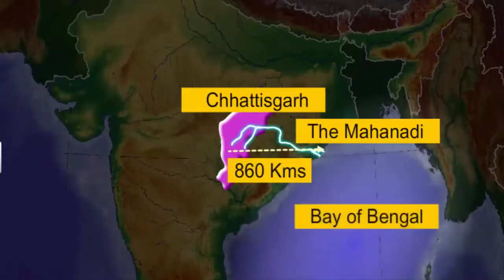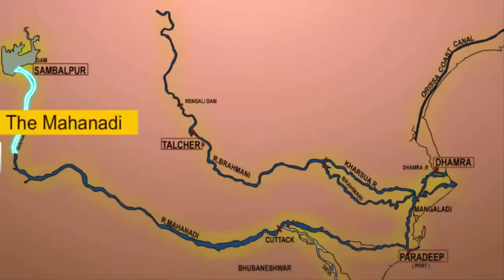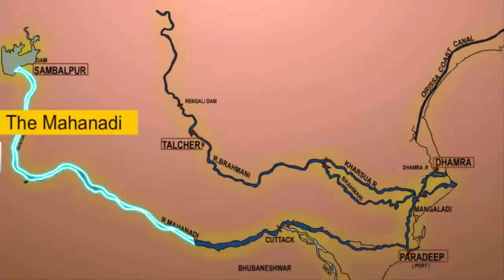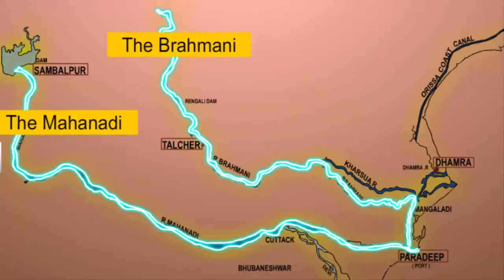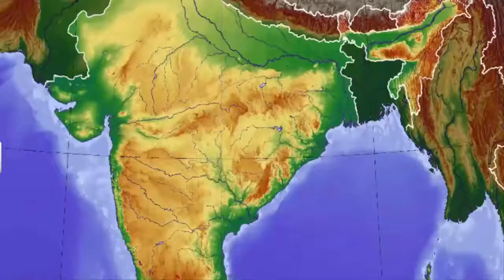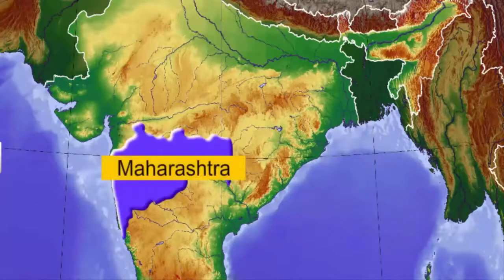The notable feature of the Mahanadi is that it runs parallel to the river Brahmani, and together they form one of the largest deltas in India at Paradeep. The biggest tributary of the Mahanadi is the Shivanath River. The drainage basin of the Mahanadi spans over parts of Maharashtra, Chhattisgarh, Jharkhand, and Orissa.